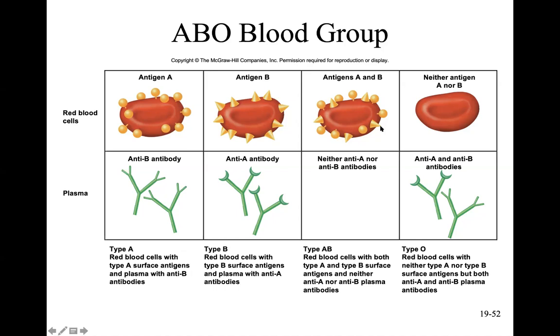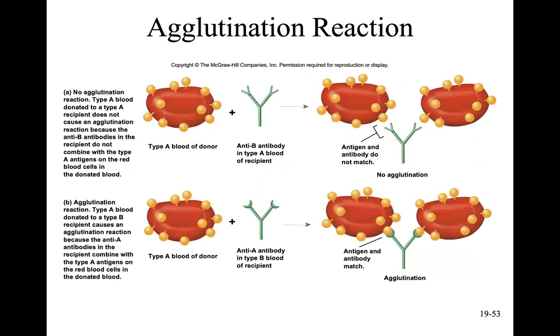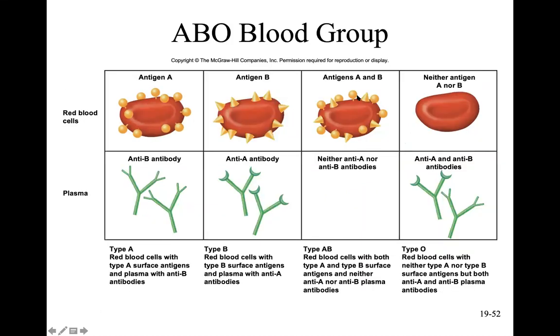What happens if I'm AB? If I'm type AB, then I have type A that I have inherited from my mom or dad. And then I have B, I inherited it from the other parent, meaning that I have what's called a codominant trait. A and B are codominant.